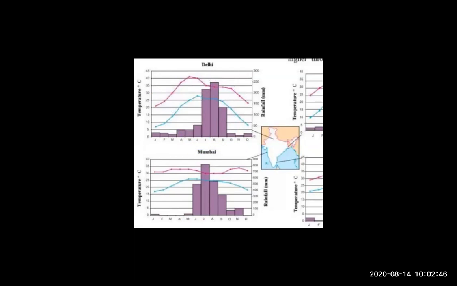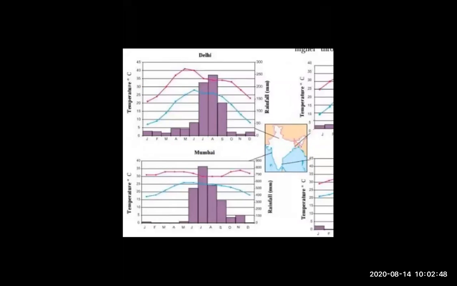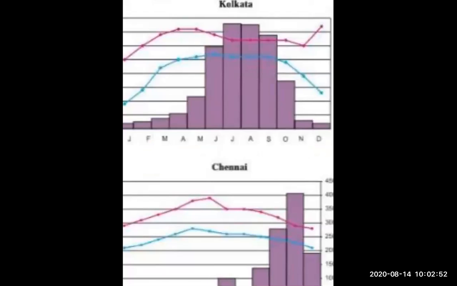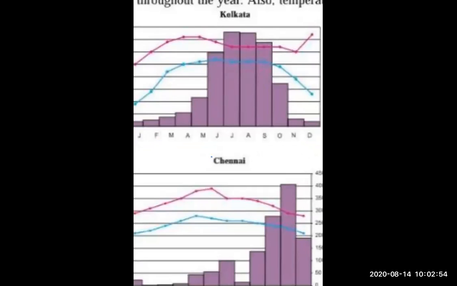After that, look at this Kolkata part. In which month is there more rainfall? In June there is more rainfall in Kolkata. And in Chennai, there is more rainfall in November. In November there is more rainfall in Chennai.